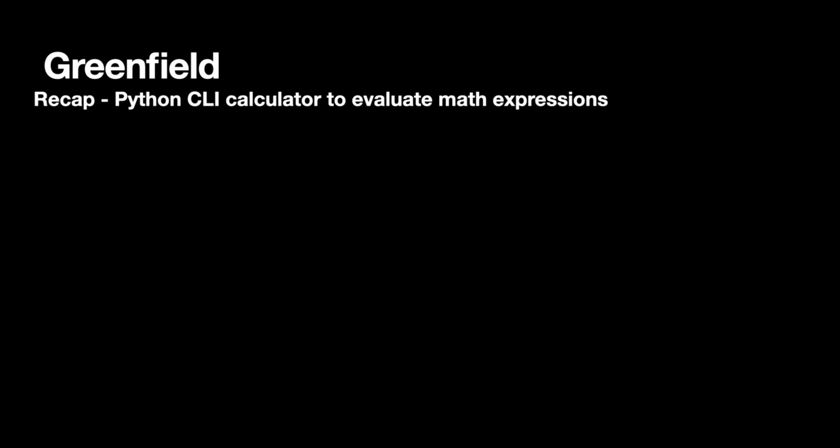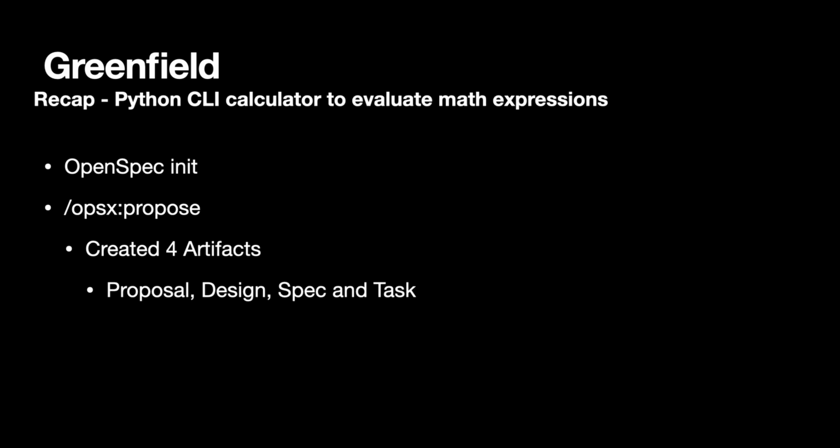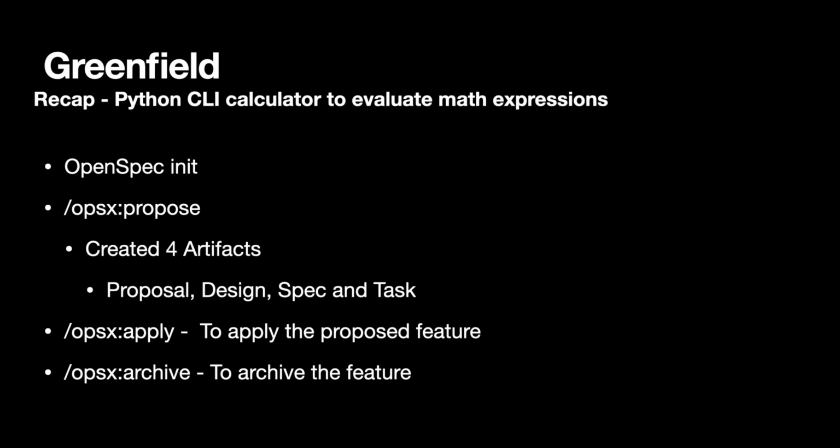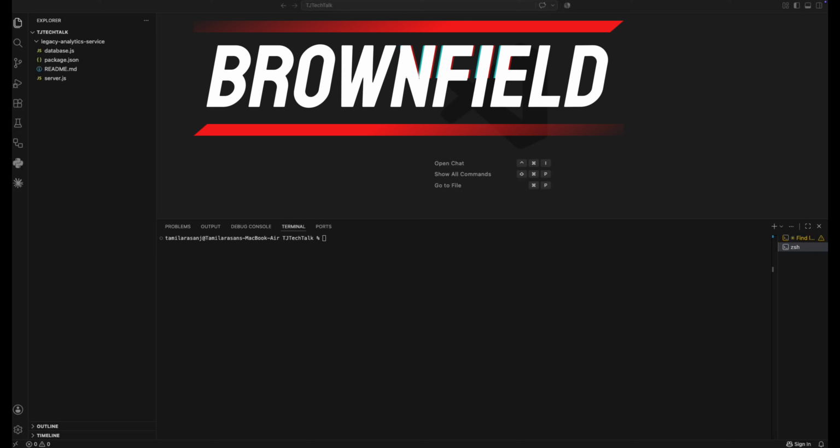Let's do a quick recap of our greenfield project. We started with the OpenSpec initialization command followed by the propose, which created 4 important artifacts. We used apply to implement the spec and artifacts. We finally did the archive command to archive the feature.